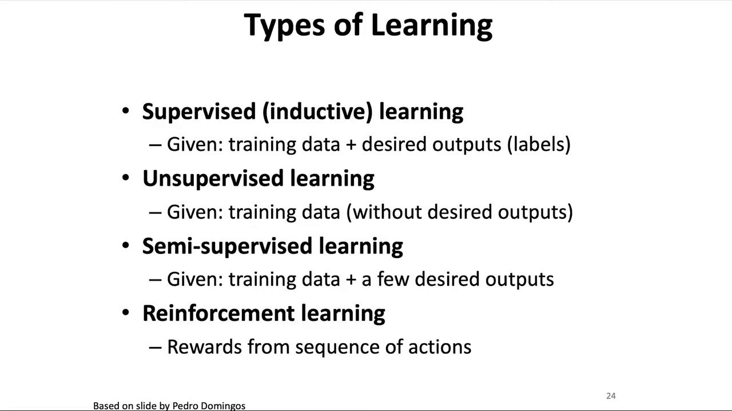Next is semi-supervised learning. This is kind of a hybrid between supervised and unsupervised learning. In this case, semi-supervised learning is where our given is training data and a few of the desired outputs. Not all of them, and not zero desired outputs.